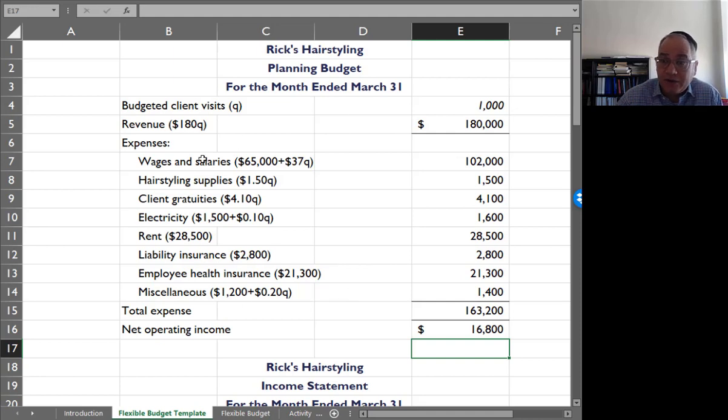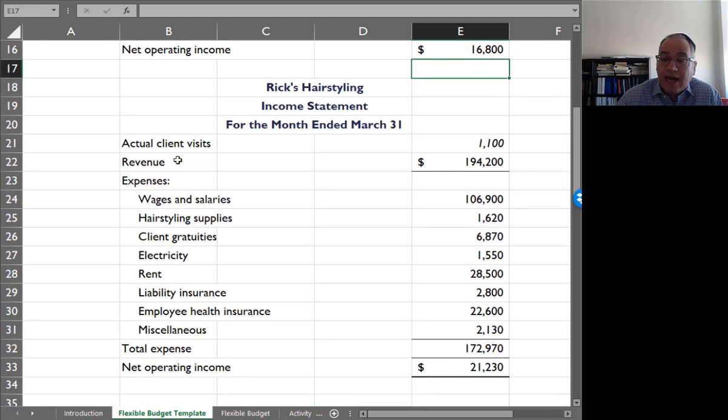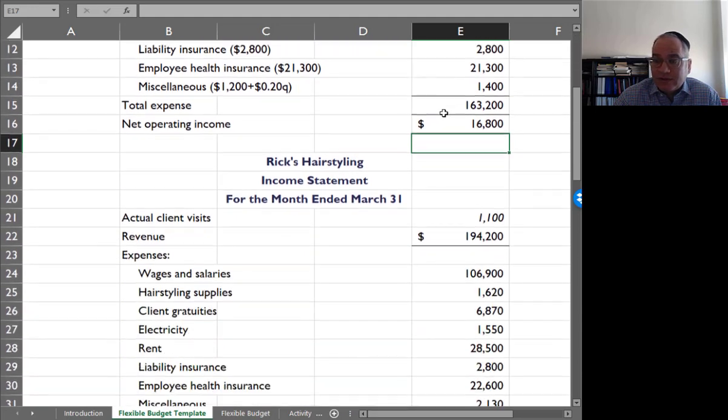So what I've done here is I've set up formulas based on my experience. We've talked a lot about how to do this, and now I can create a whole income statement assuming 1,000 visits. And this was my budget going in, and it's what's called a flexible budget because I've built in all of my knowledge of fixed and variable cost in order to calculate the budget.